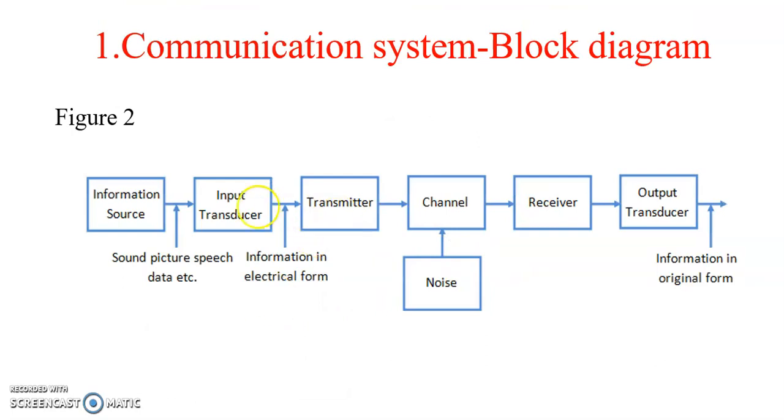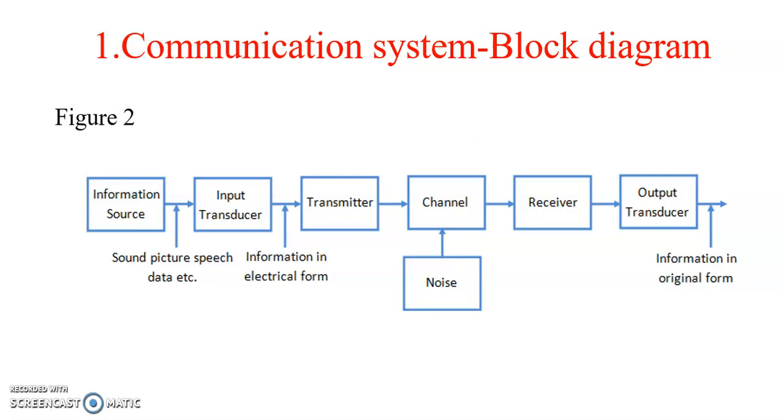So this is the basic block diagram of any communication system. Here you can see the first block of the system is the information source. The source generates the information which is going to be transmitted to the receiver. The source will generate the message. The message could be text data, sound signals, pictures, or voice data. This is what will be generated from the sources.